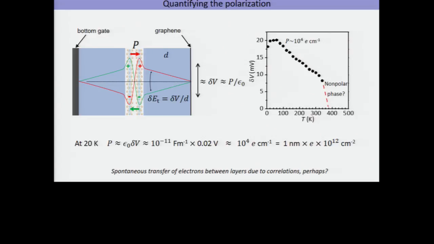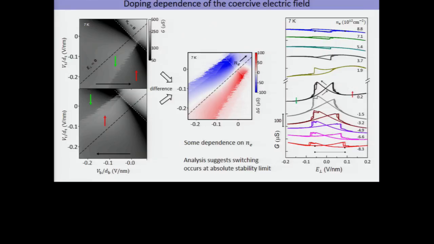That's how it depends on temperature. So it's a robust effect. It is there up to room temperature. And it seems to be heading for some kind of phase transition to a paraelectric or nonpolar state somewhere around 400 degrees Kelvin. This ferroelectric switching effect depends somewhat on the density of electrons, which is in these graphs here if you're interested later.